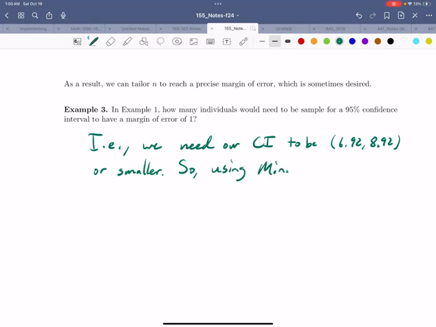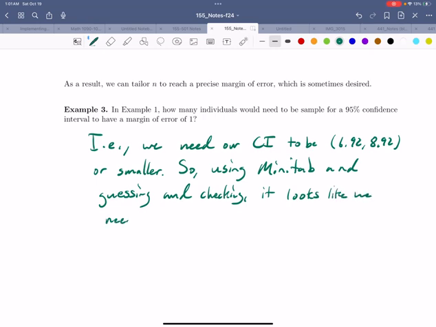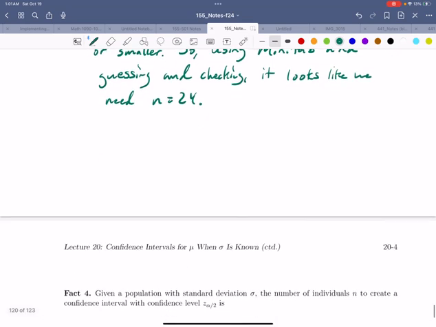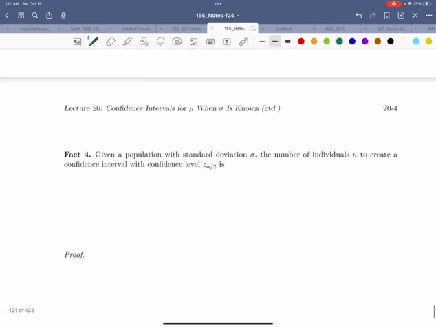Using Minitab and guessing and checking, it looks like we need n to equal 24 individuals sampled, okay? But that's not ideal. Guessing and checking is never ideal. It'd be better if we had a formula, right? So it turns out we do have a formula.